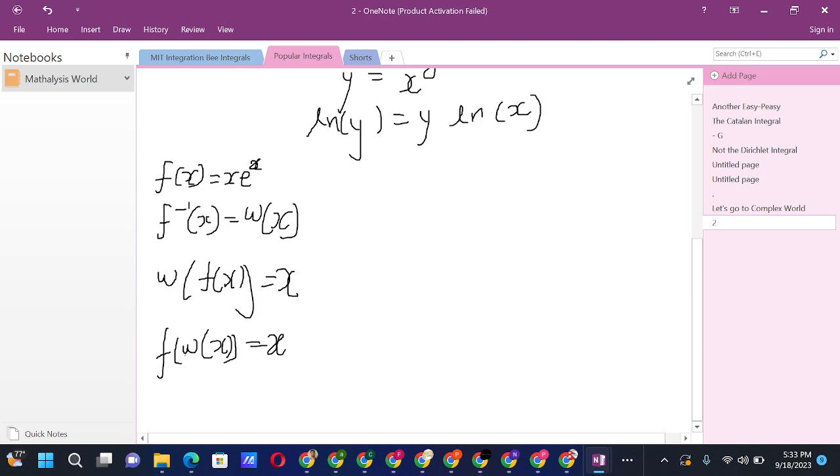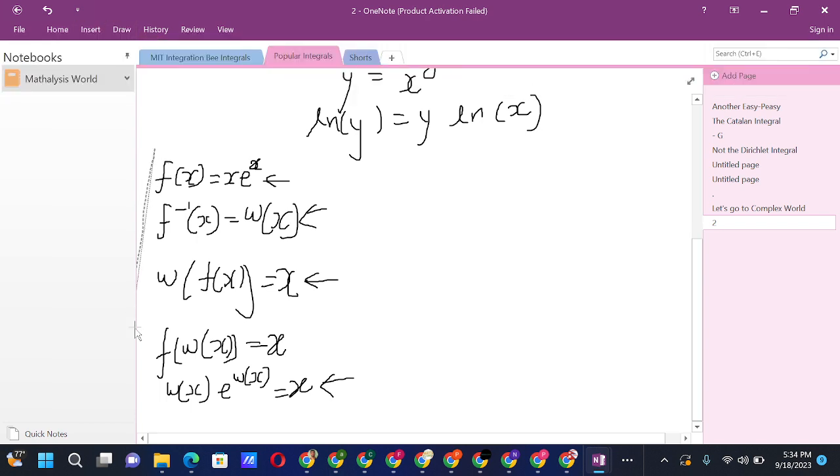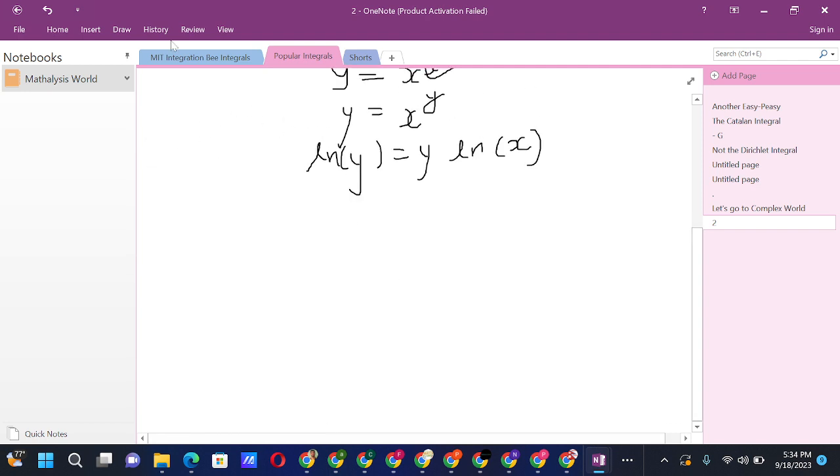Since f of x is x e to the power x, Lambert W of x times e to the power Lambert W of x is also x. About Lambert W of x, I want you to know these four properties, because we are going to use them later on. I have just introduced Lambert W in the middle of the solution, but now we will see some of its uses.